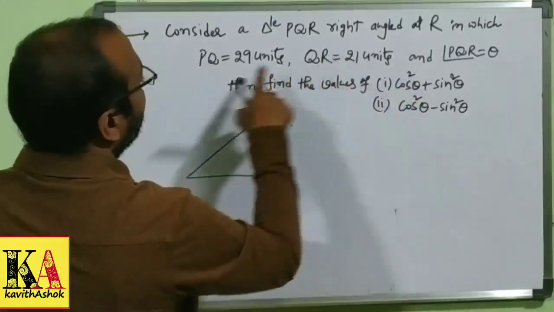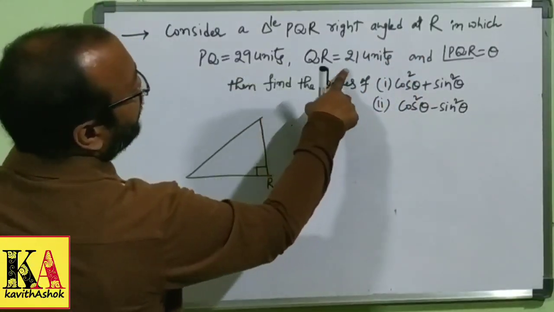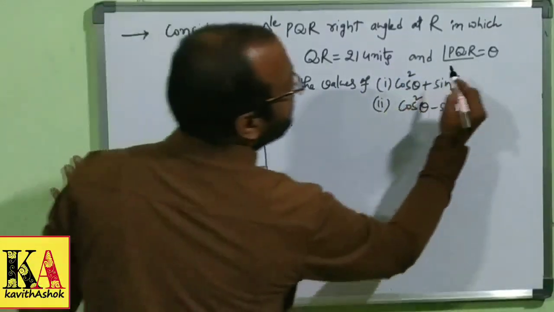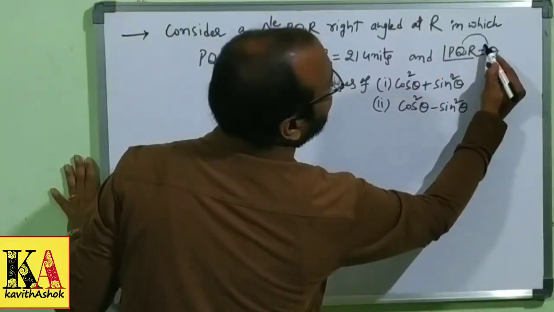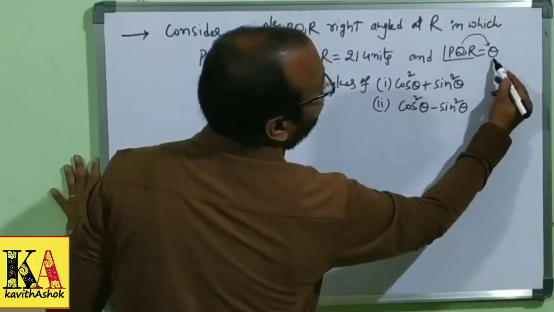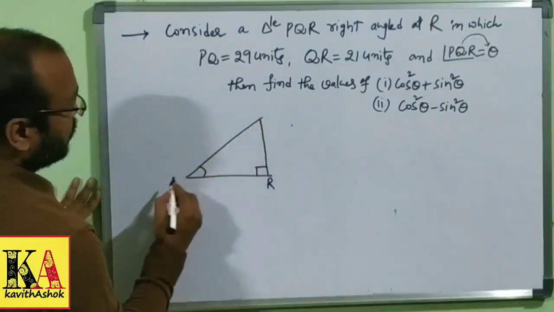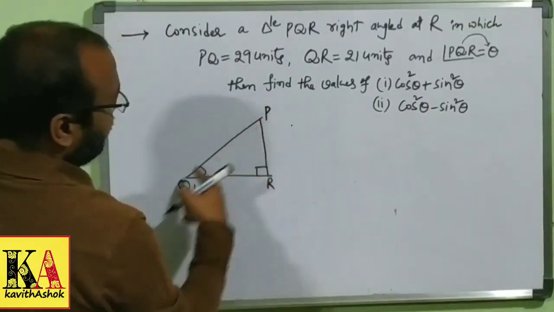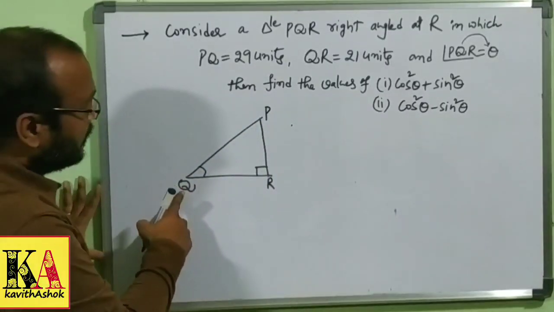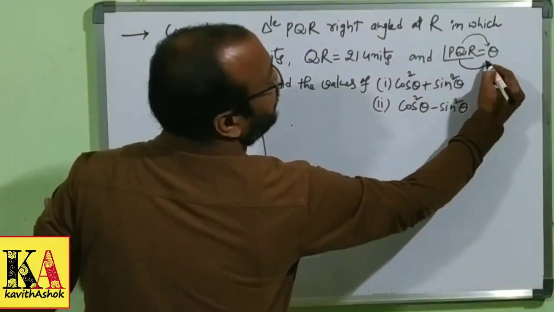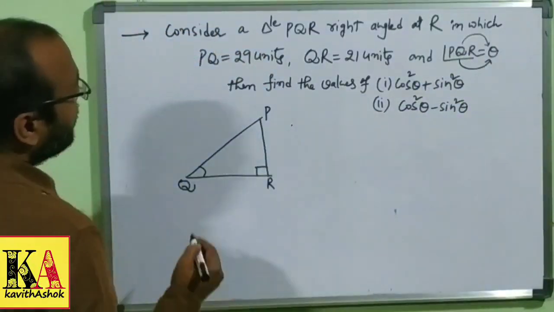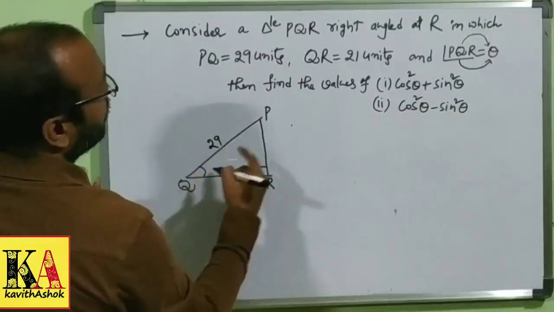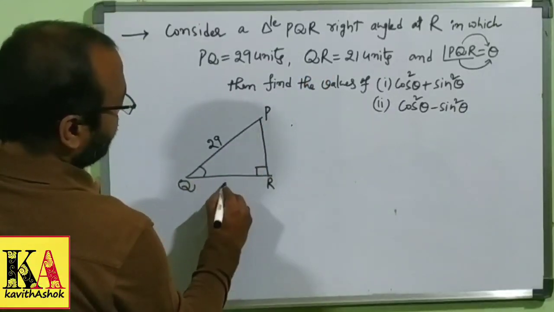Now PQ is given 29 units, QR is given 21 units and angle PQR is equal to theta. PQR in the sense, Q is in the middle, so the angle is at the point of Q. The angle will be theta. Like this we can take the angle. Now this is P. Automatically, PQR is the angle at the point of Q, the middle part represents the angle. So what is given here? PQ is given 29, so this is 29. QR is given 21.